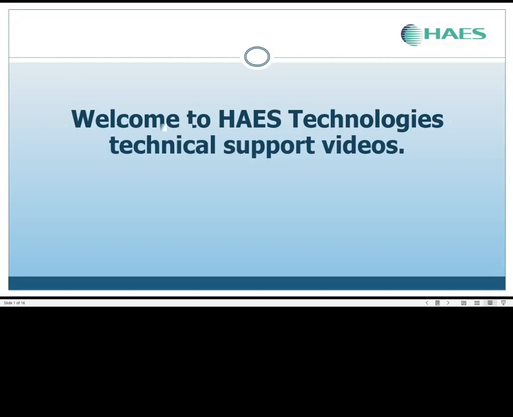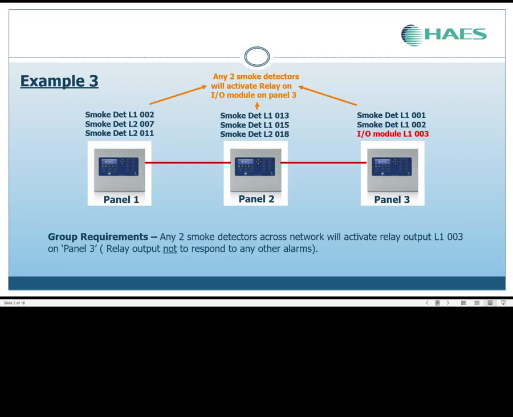In this video, we will look at the setup of cross-network programming. In this example 3, the group requirements will be any two smoke detectors across the network will activate relay output on loop number 1, device 3 on panel 3. The relay output is not to respond to any other alarms except when two smoke detectors go off.